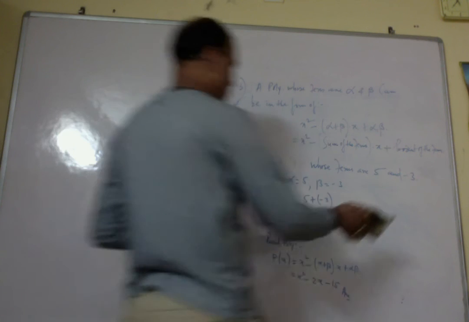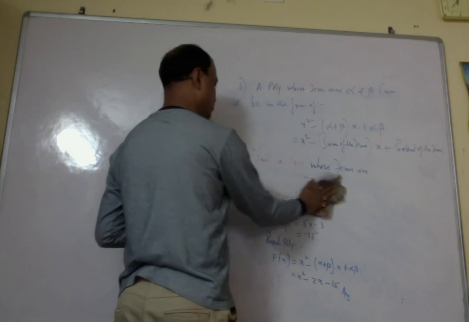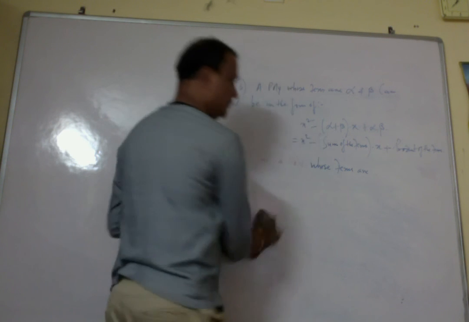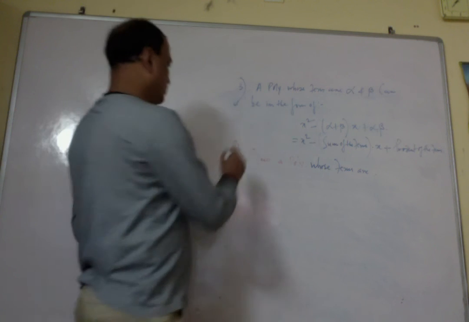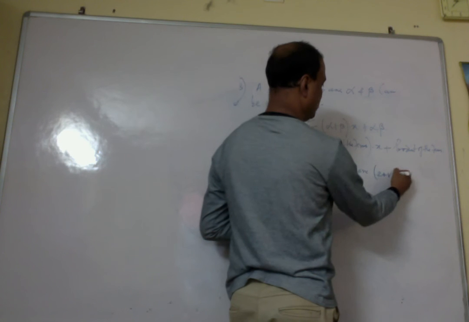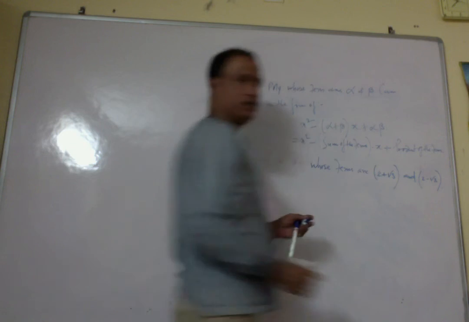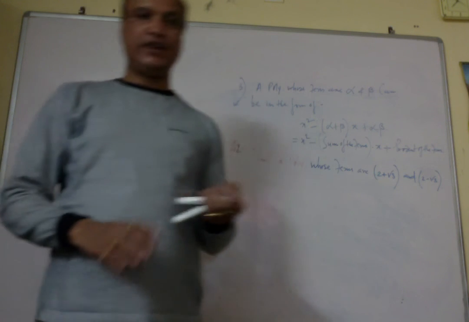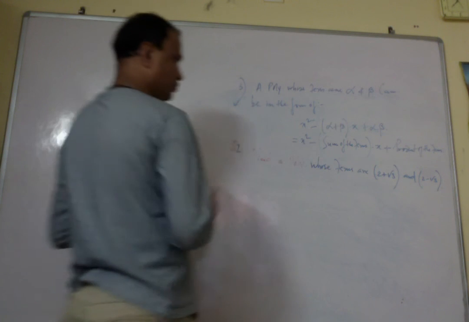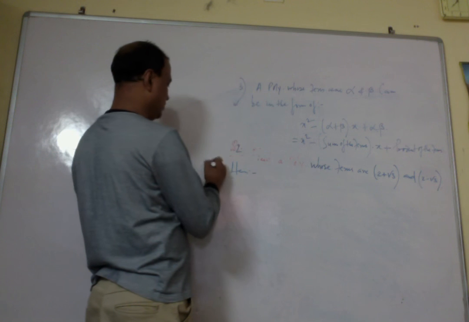We can have a tough sum. Take one tough sum. Question number 2: find a polynomial whose zeros are 2 plus root 3 and 2 minus root 3. A bit tougher than that. So find a polynomial whose zeros are 2 plus root 3 and 2 minus root 3. So here if you go for the solution in the same way, the process will be the same.